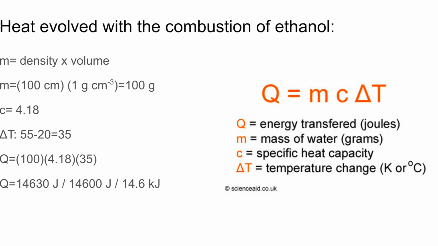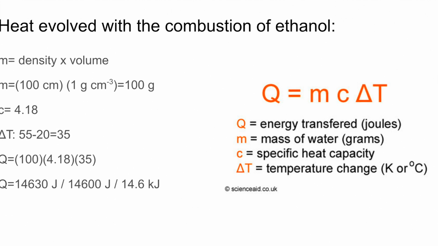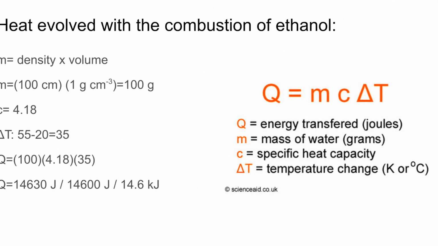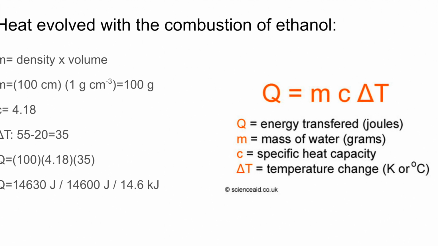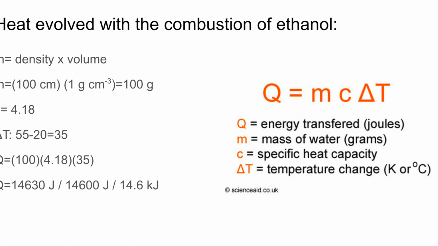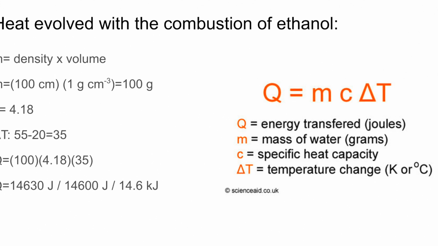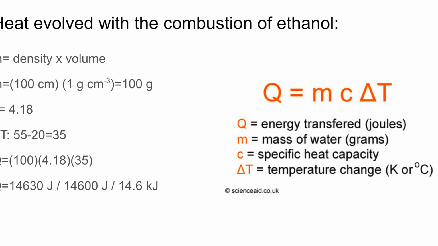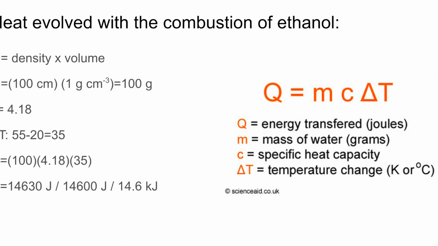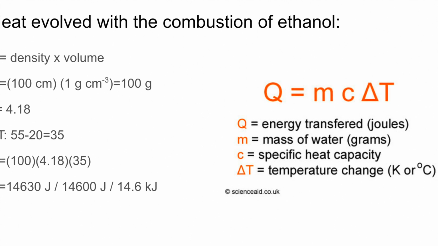Then we multiply these numbers, 100 times 4.18 times 35. Since this is a paper 2 question, you are allowed to use your calculator. And you're going to get 14.6 kilojoules or 14,630 joules. Either of these answers will be correct, or if you want to reduce your significant figures, you can just have it as 14,600 joules with only 3 significant figures. But either answer is accepted by the IB.